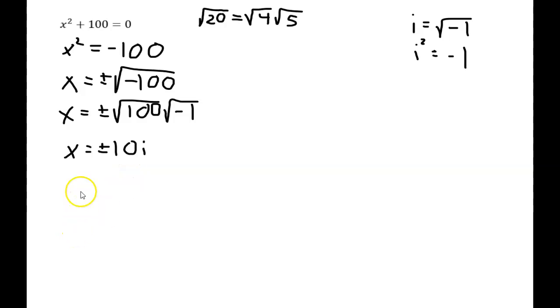So that means the solution set is, I always start with the negative one first, so negative 10i and positive 10i.